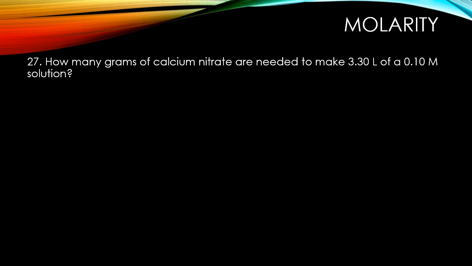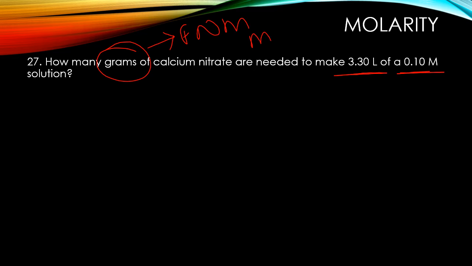Number 12. Not number 12. I don't know why I said number 12. Number 27. How many grams of calcium nitrate are needed to make 3.30 liters of a 0.1 molar solution? So we're looking for grams. Again, grams will come from moles. So we will have to solve for moles first.